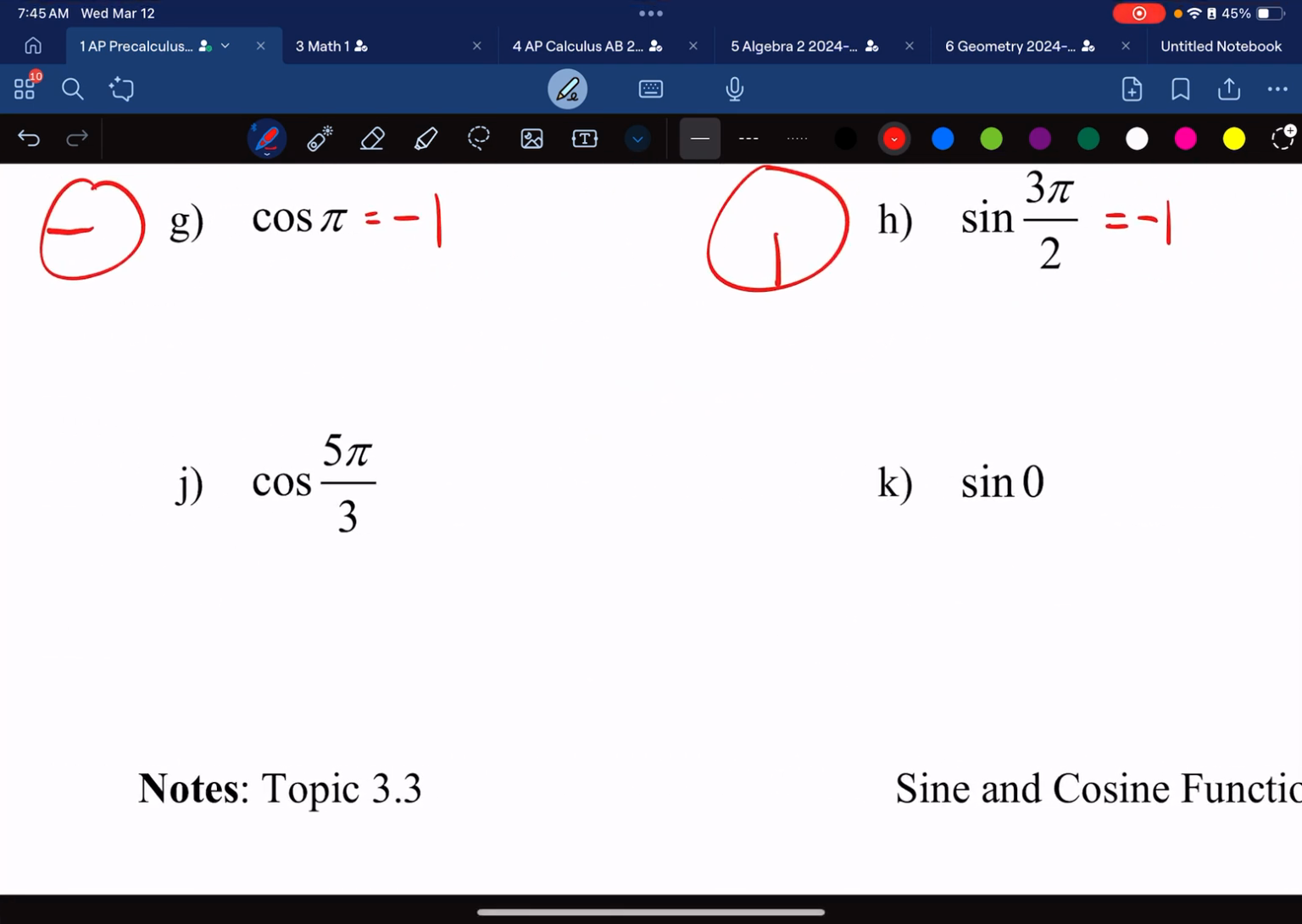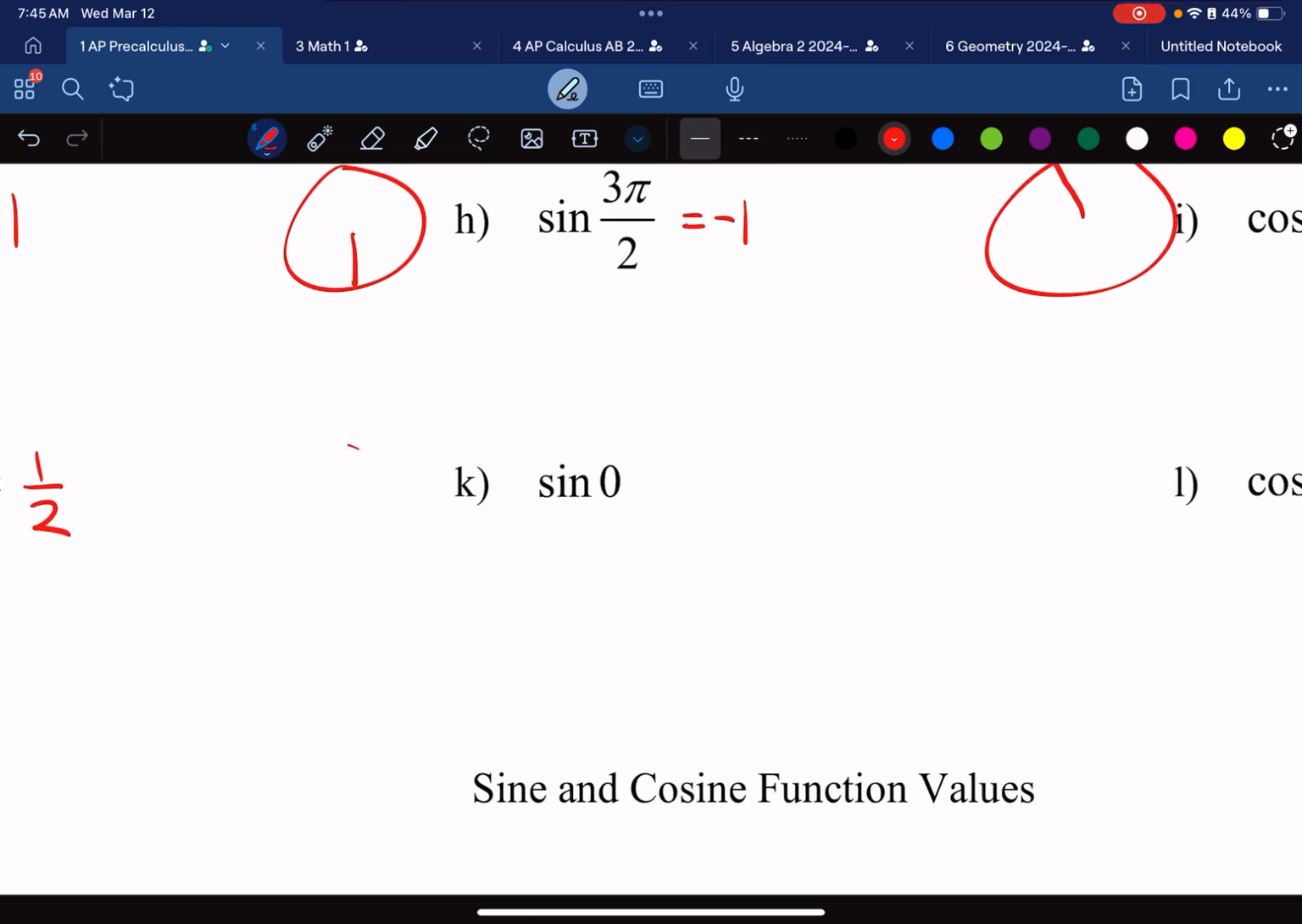Moving on to J. Everyone point to 5 pi over 3. 5 pi over 3 is not straight down. It's a little bit to the right of that. And then I'm doing cosine, which is the x-coordinate. X-coordinate is to the right a little amount. To the right a little amount is a positive 1/2.